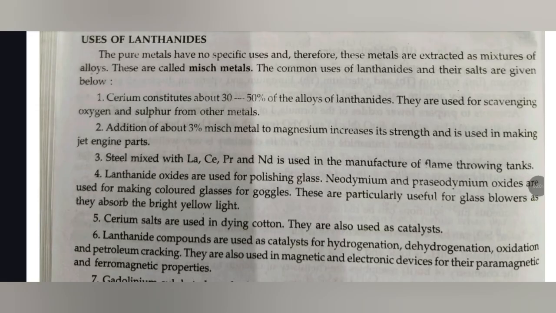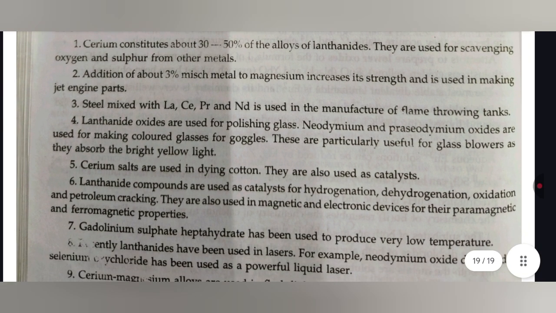Uses of lanthanides. The pure metals have no specific uses and therefore these metals are extracted as a mixture of alloys. These are called mischmetal. The common uses of lanthanides and their salts are given below. First, cerium constitutes about 30 to 50% of alloys of lanthanides. They are used for scavenging oxygen and sulfur from other metals.